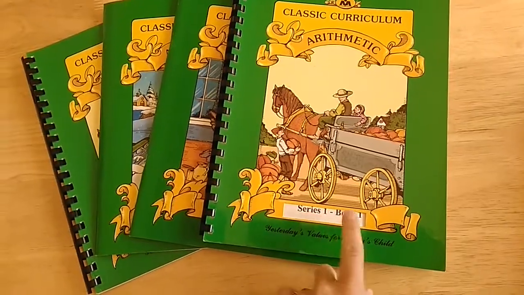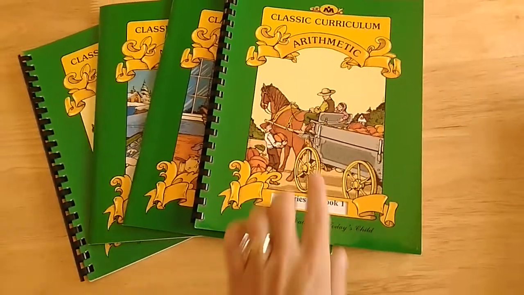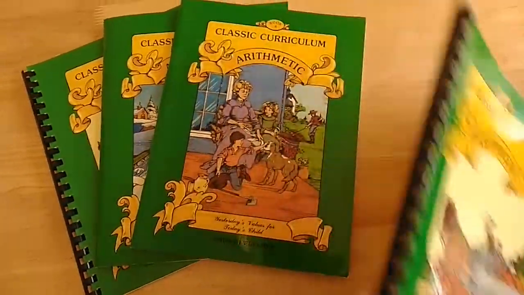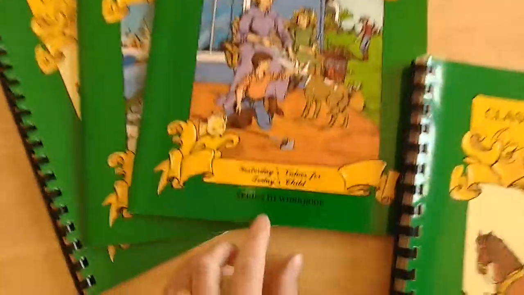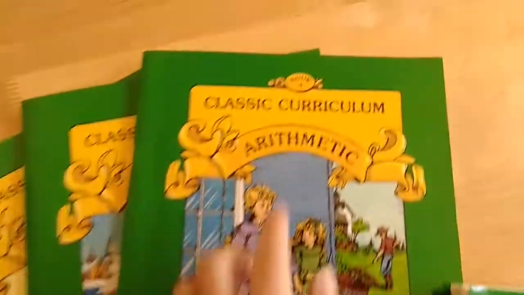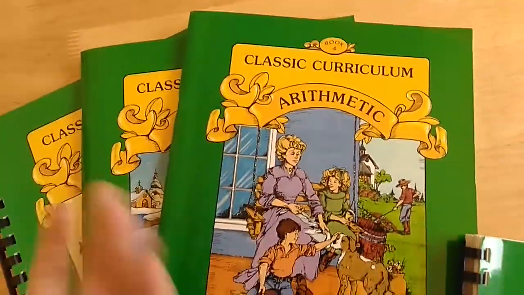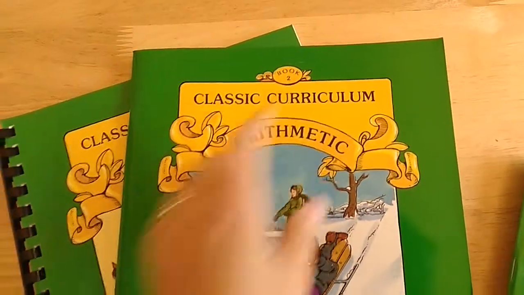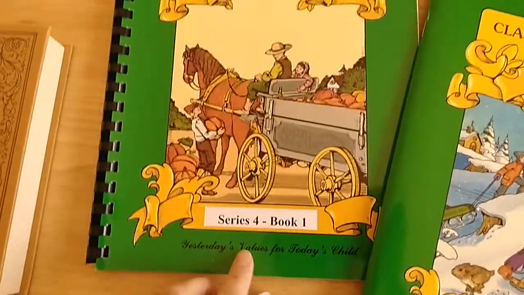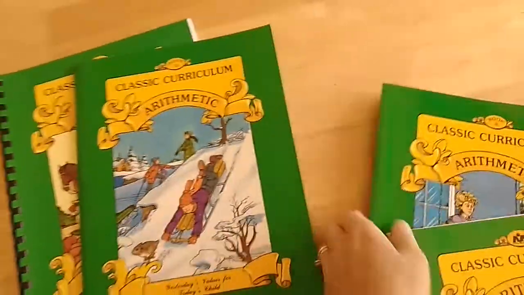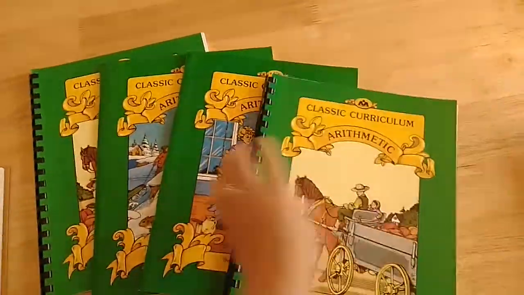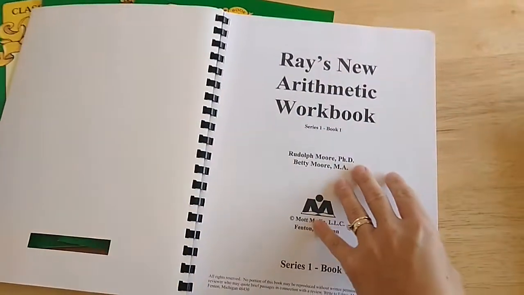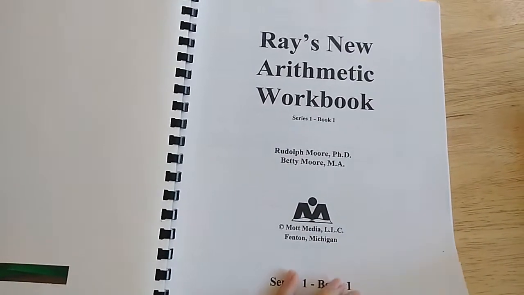So this is Series 1, Book 1, which would be the first one. And then we have Series 3, Book 4, as you can see. I did not get Book 1, 2, and 3. Series 4, Book 2, and then Series 4, Book 1. So you can see that I kind of have one from all levels, I guess. This is written by Rudolph and Betty Moore.